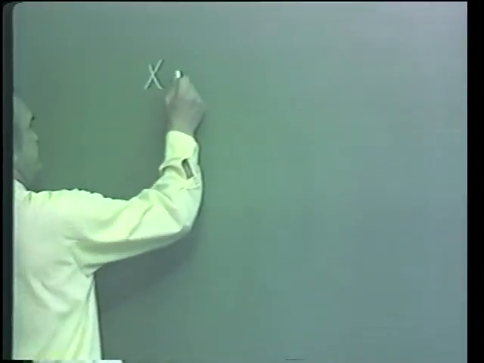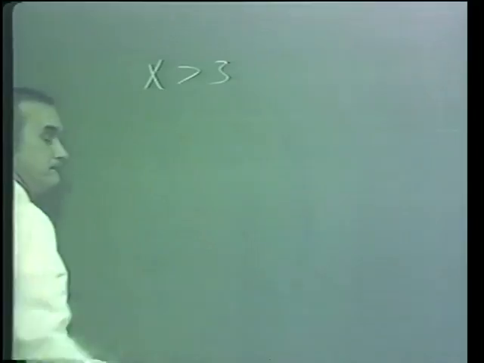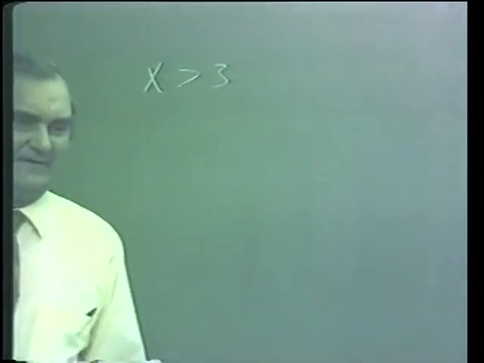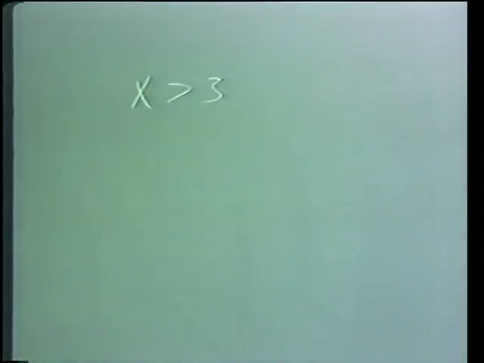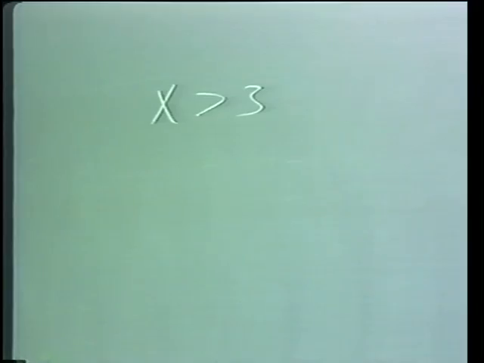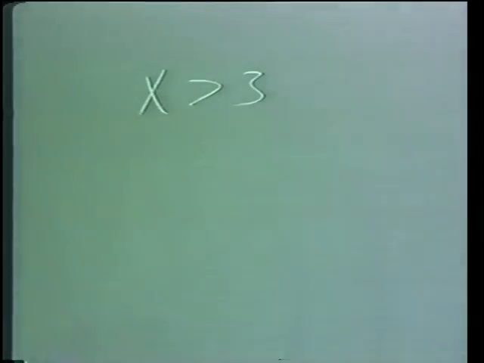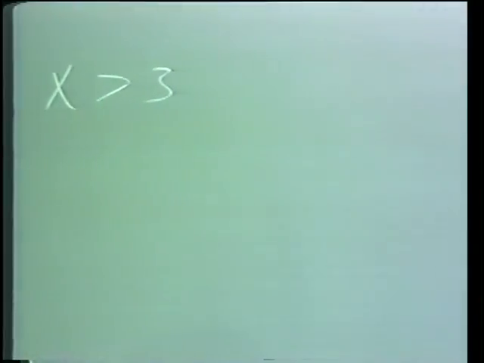Example. On the board I have an expression. We have x, symbol, 3. That symbol means greater than. x is greater than 3. This represents a solution set. Now, what are all the values of x that will make this true?